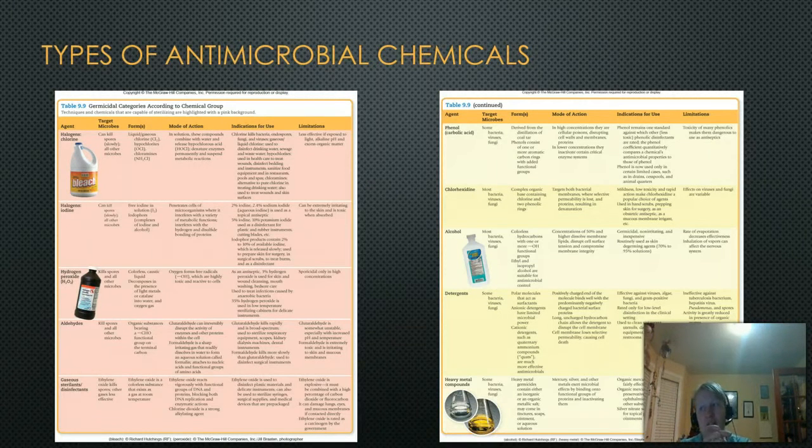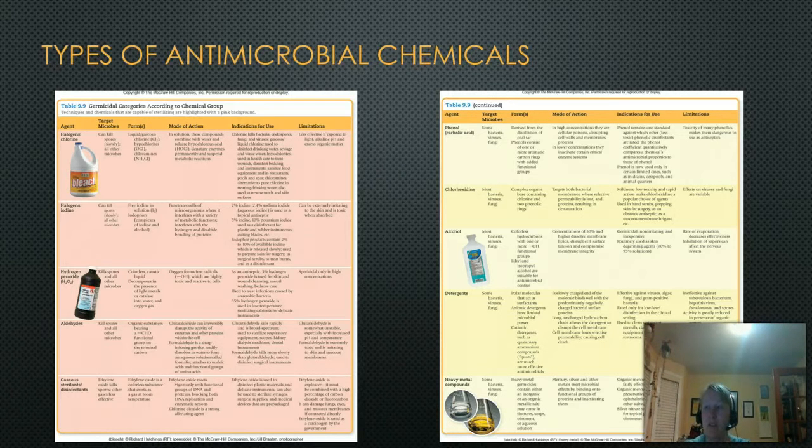So then let's look at our other types. We have phenol, chlorhexidine, alcohol, detergents, and heavy metal compounds. These are all capable of disinfecting, not sterilizing. They're effective for vegetative cells, sometimes they're effective for viruses, and they're effective for a variety of actions.